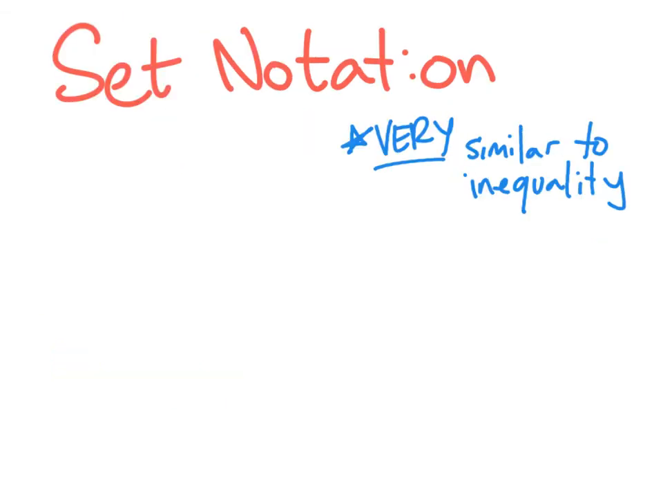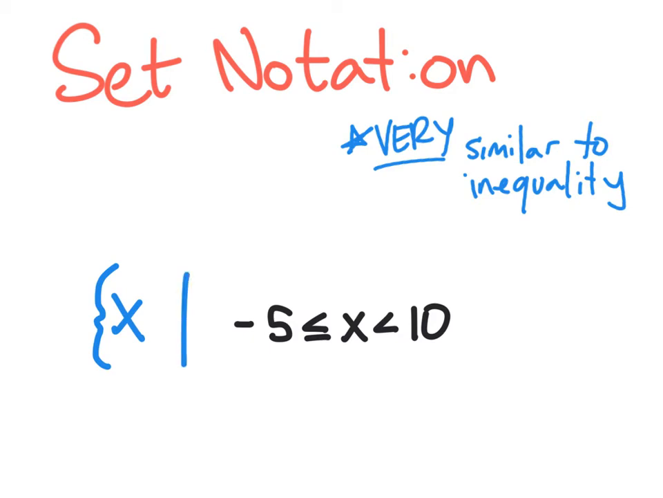All right, set notation. Set notation is very similar to inequality notation. Let's look at something in inequality notation. Negative 5 is less than or equal to x less than 10. Set notation is just a more formal way to build this. The way that we do it is we use brackets. And we say, okay, this is the set of x's such that negative 5 is less than or equal to x less than 10. And then we got to close the set.